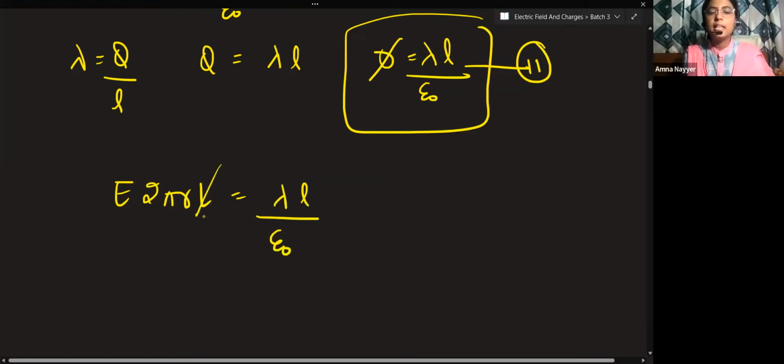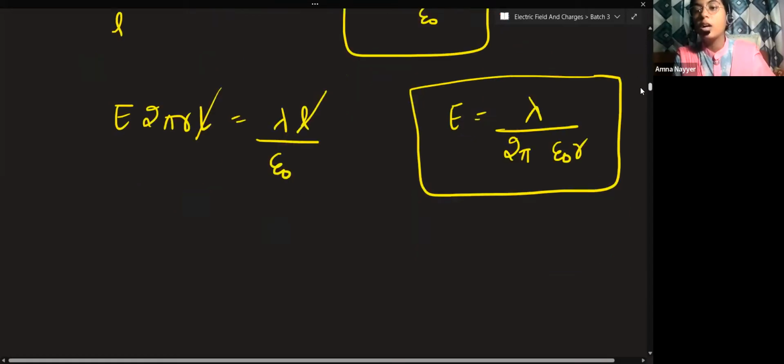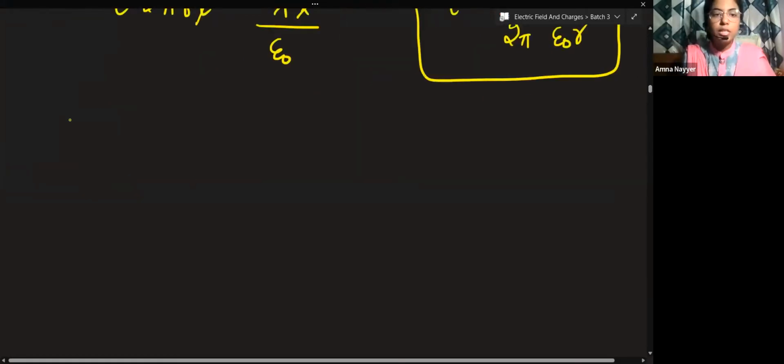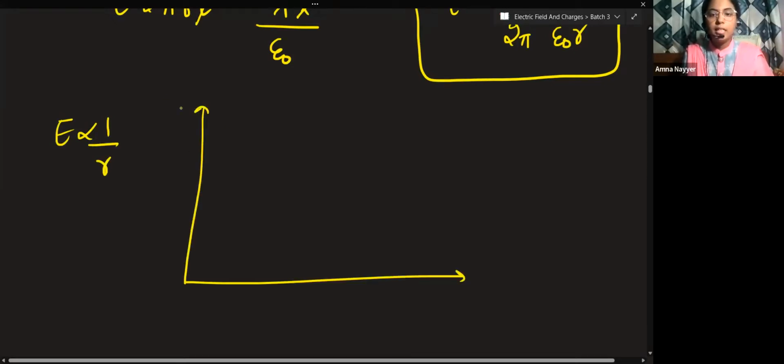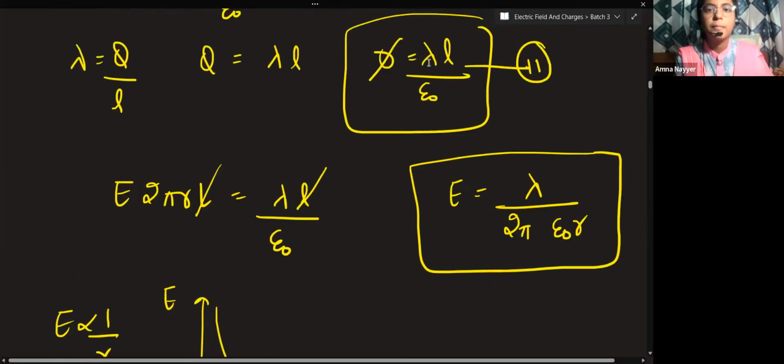Length cancels the length. Electric field is what? Electric field is lambda divided by 2 pi epsilon naught R. This is the value of electric field for an infinitely long wire or line charge. So if you see, electric field is inversely proportional to R from this formula. If you draw electric field versus R, it will be in this manner. All right, we'll do a question on this, but before that, note down the things first.